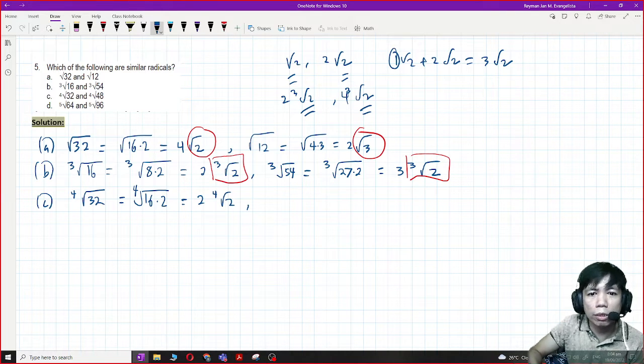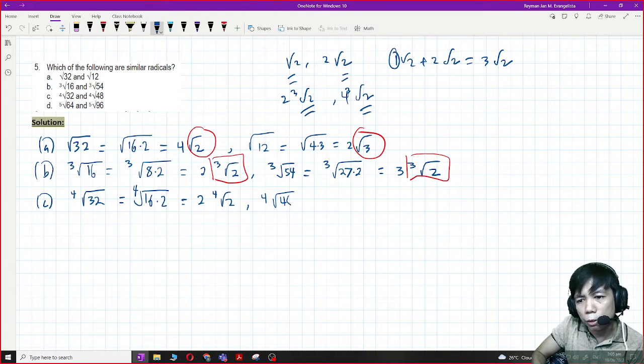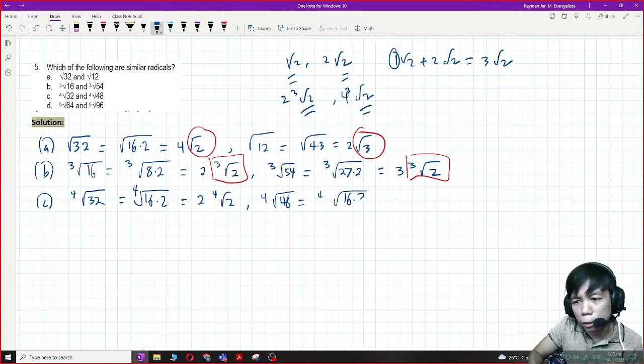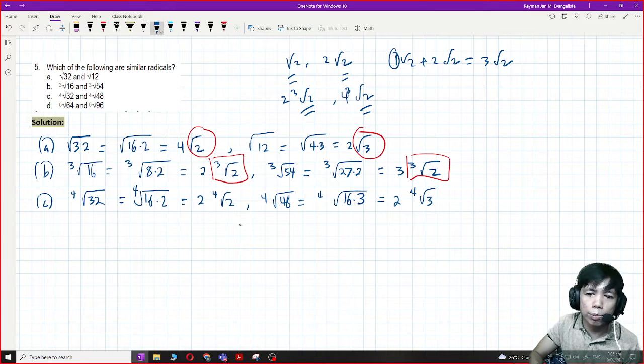Okay? Now, how about 48? 4th root of 48. So, again, ang factors niya ay 16 times 3. Okay? So, ang simplified form is 2 times the 4th root of 3. So, yan. 4th root of 2, 4th root of 3, hindi parehas na.